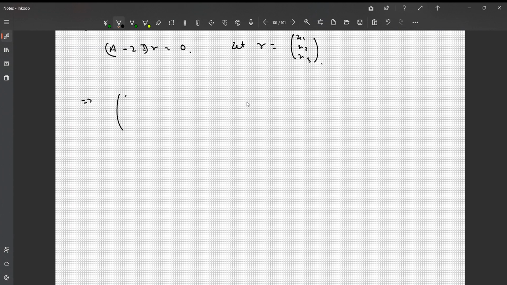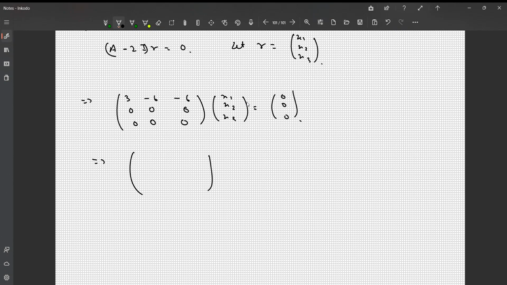Right. So we have here 3 −6 −6, 0 0 0, 0 0 0 times x1, x2, x3, which is equal to 0, 0 and 0. Now obviously we can write this equation like this as well, because we can just cancel out 3 from the first row of this coefficient matrix A. So we can write it as 1 −2 −2, 0 times the column vector x1, x2, x3, and we have here 0, 0 and 0.